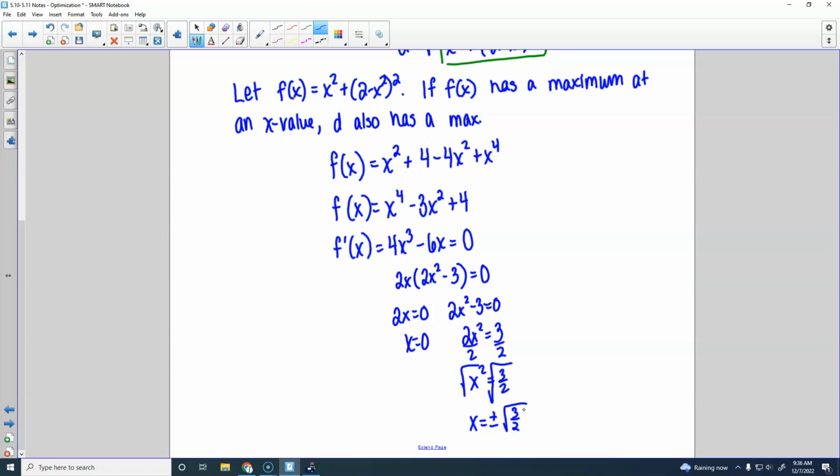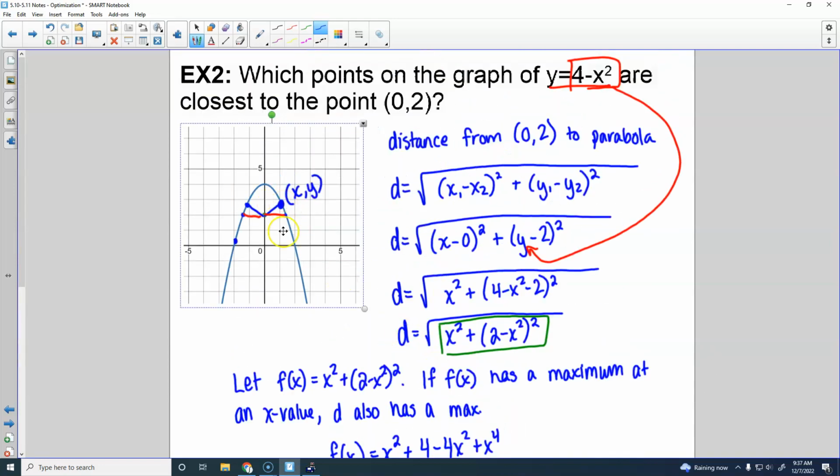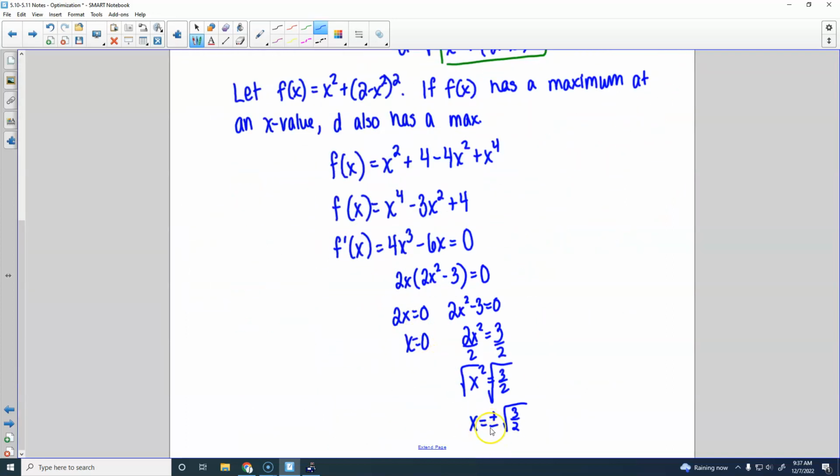Does it make sense to have a positive and a negative here? It could, because we're talking about the x coordinates of our points. And if you look at your graph, whatever your x coordinate is on the positive side, it's just going to be mirrored on the other side because of the symmetry of this graph. So you do want to keep both of those there. Okay, let me stop for a second and see if anybody has any questions.